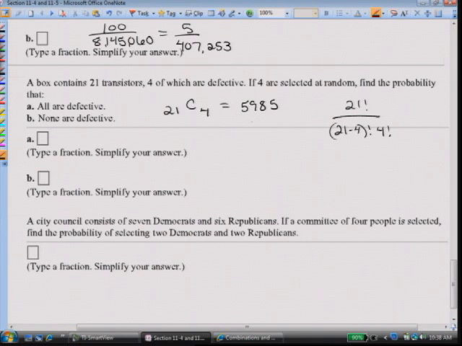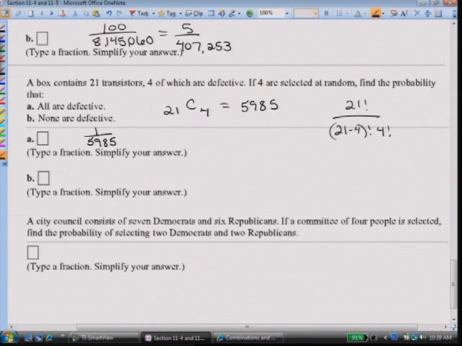That's how many different combinations of the 4 that you can pick from 21. So what are the chances that they're all defective? Well, there's only one chance because there's only 4 that are defective, right? So that's just 1 out of 5,985.